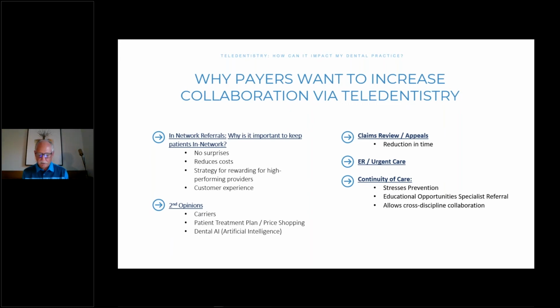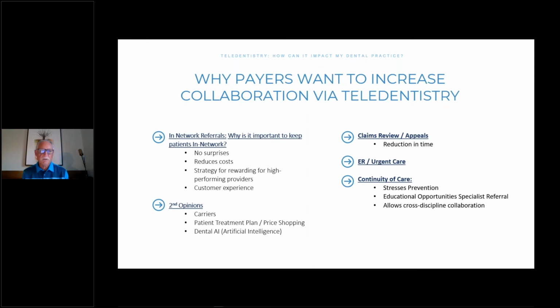Teledentistry is going to simplify the referral process tremendously. And there's a higher probability that the patient will actually go through with that referral if you can do everything from your office through teledentistry, including transferring the records and making the appointments. And it allows cross-discipline collaboration.